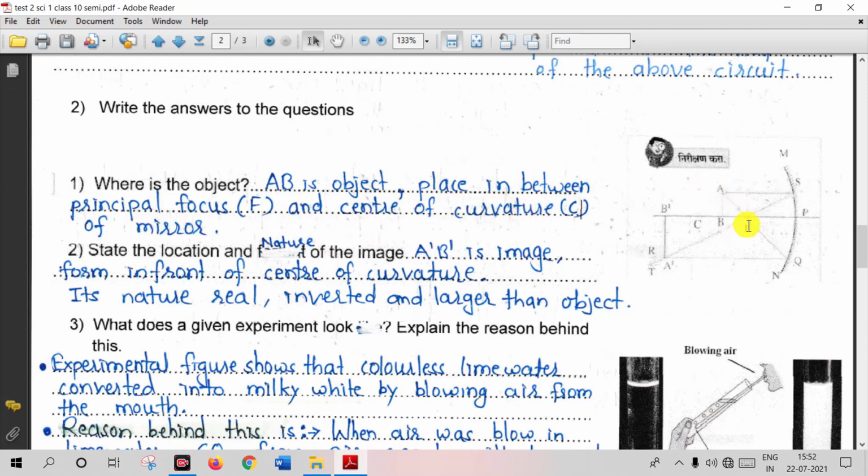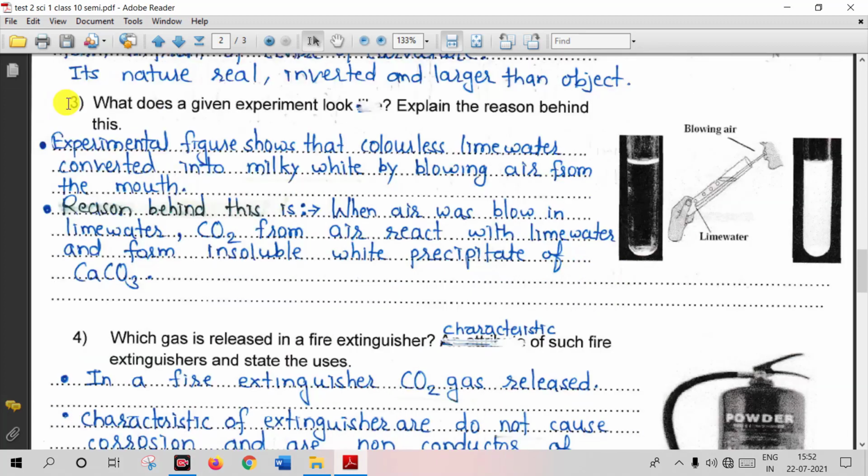This is the object which is placed between principal focus and center of curvature. And question number 2, what is the location and nature of the image? Then for the nature and the location we have to see the diagram. This is the image. Image is in front of center of curvature. This is center of curvature and image is in front of center of curvature. And the nature of this image is, it is a real image and it is inverted and it is larger than the object.